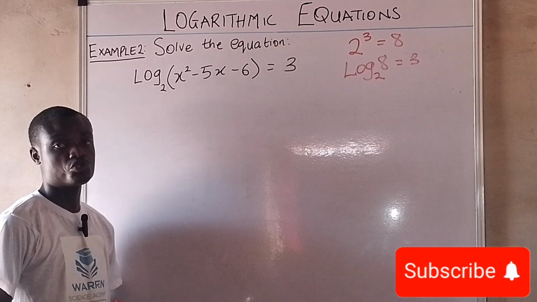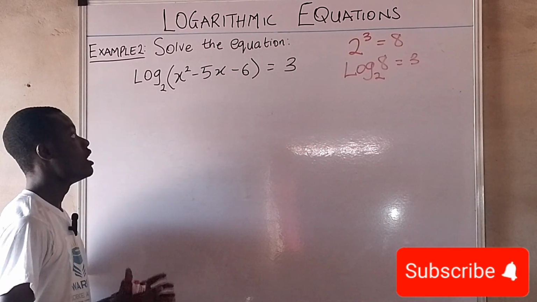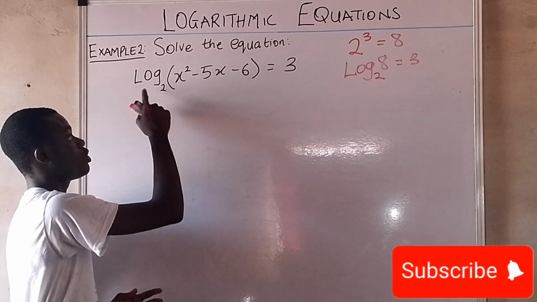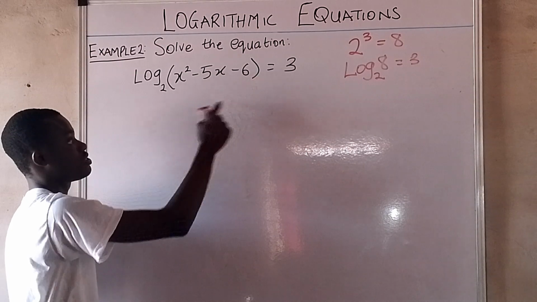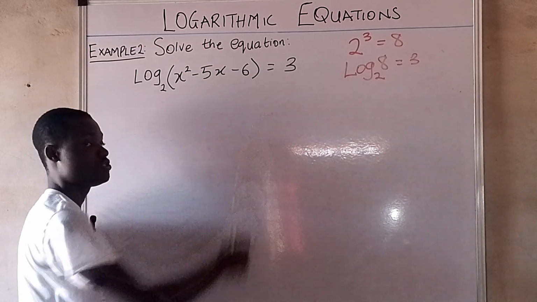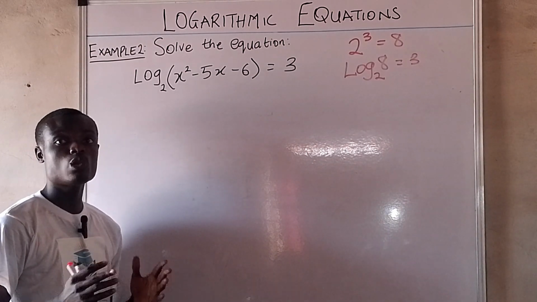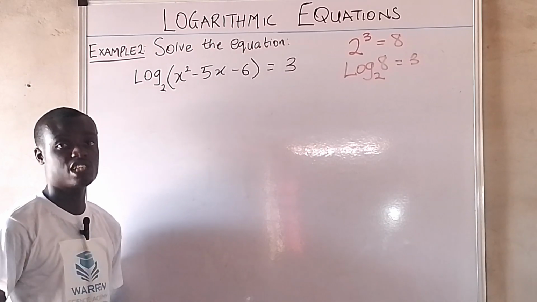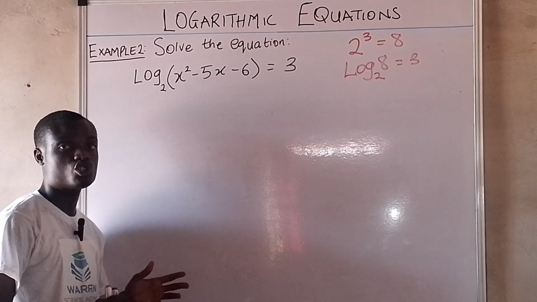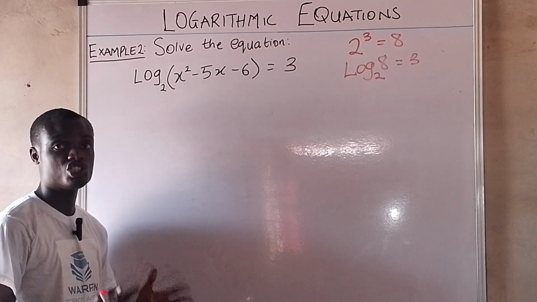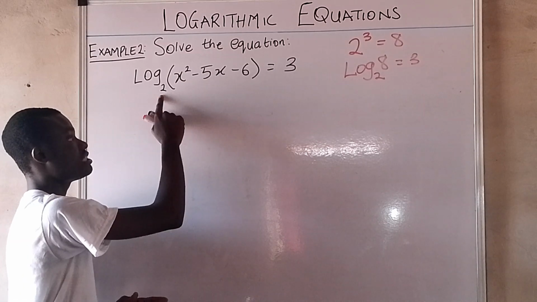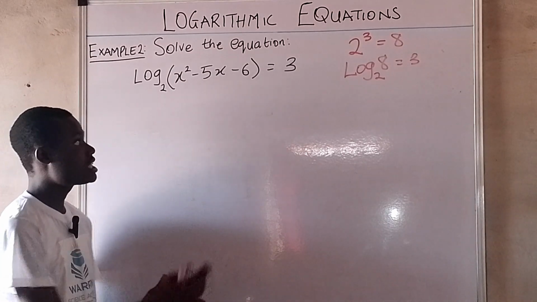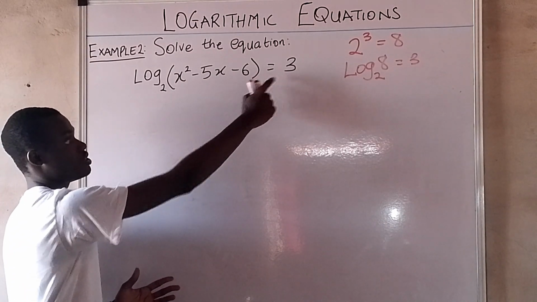So moving to question 2, which is our final question: solve the equation log of x squared minus 5x minus 6 to the base of 2 is equal to 3. Remember that when solving a logarithmic equation, it is important we give both sides of the equation a similar base, or they share a similar base. Now the base is 2. So we should ask ourselves, 2 raised to the power of 3 will give us what?